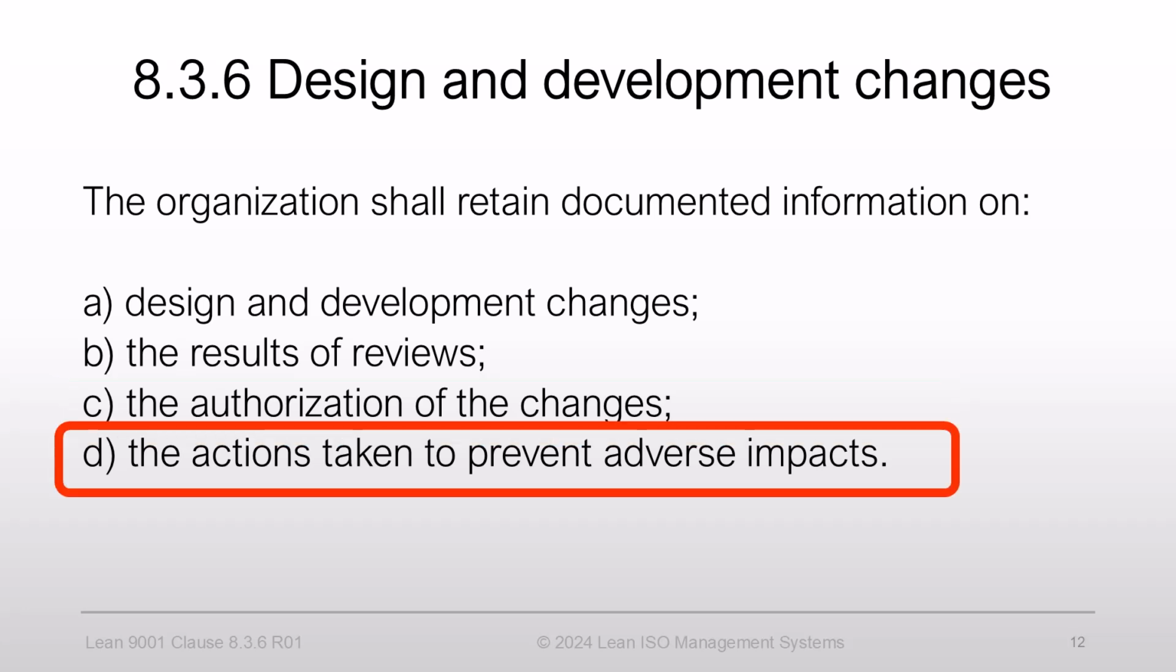The last requirement, D, is to retain documented information on the actions taken to prevent adverse impacts. A non-conformity and corrective action process is perhaps the best system to address this requirement. We will talk about it in the following videos.